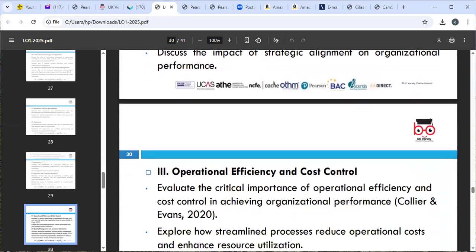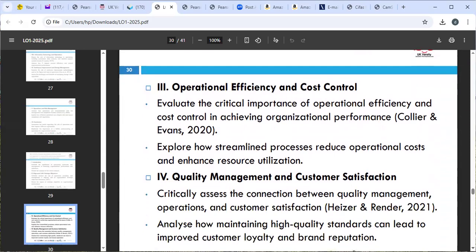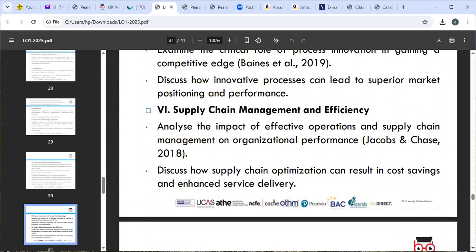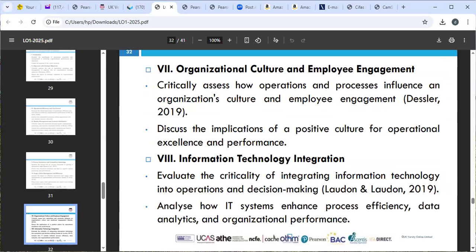Then you have to discuss the impact of this. Okay. Evaluate the critical importance of operation efficiency and cost control in achieving organizational performance. This we have discussed. Then we can look into supply chain management efficiency, organizational culture, and employee engagement. We have to critically assess how operations and process influence an organization's culture and employee engagement. Discuss the implications of a positive culture for operational excellence and performance.